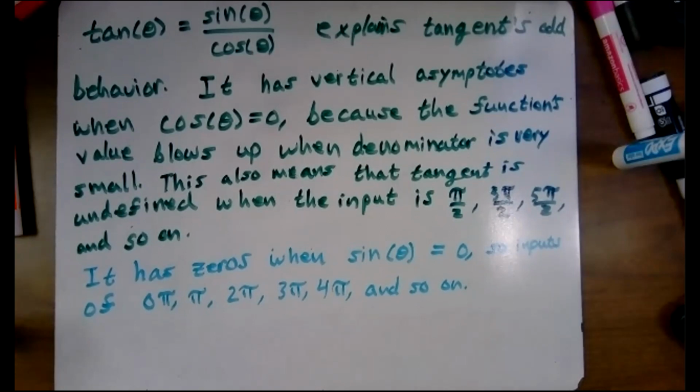Fair enough? So does this make sense? Do these various arguments for why tangent looks the way it does make sense to you? Well, nobody's saying they're confused, so I'll assume that things are mostly sensible here. Okay.